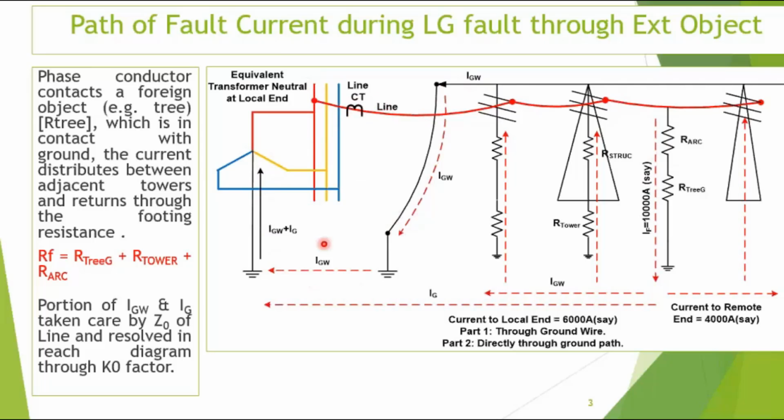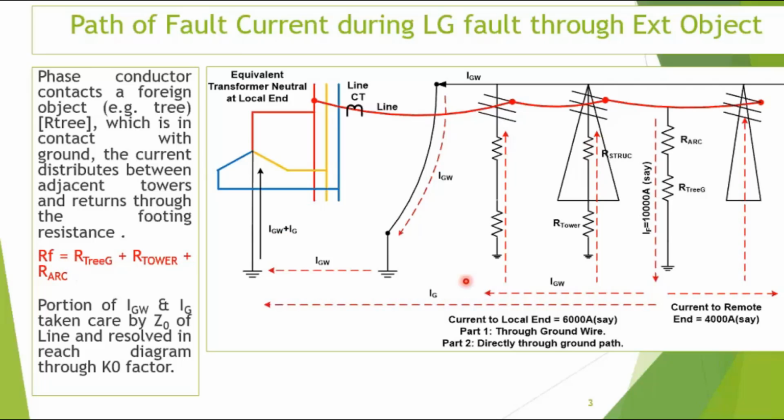So what are the resistances involved? The resistances involved are arc resistance, the tree resistance, and the tower footing resistance. And there is also the tower structure resistance, which is negligible, as I told you in the last one, mostly very low for metallic towers. This can be included in the tower footing itself. So all these three resistances are involved.